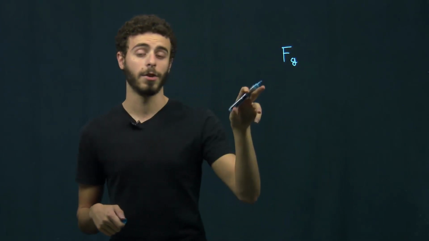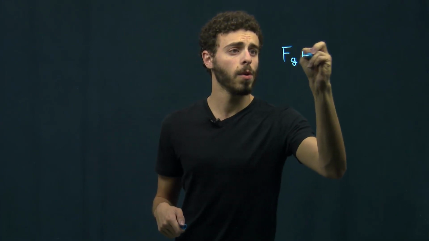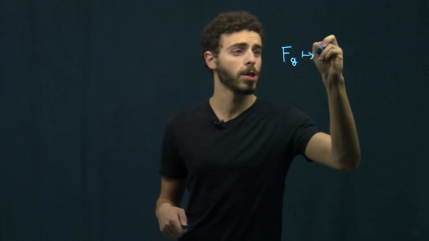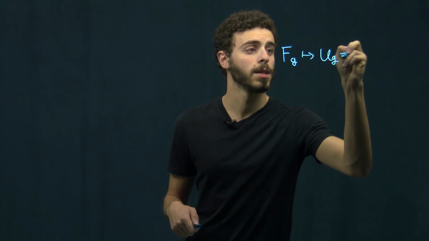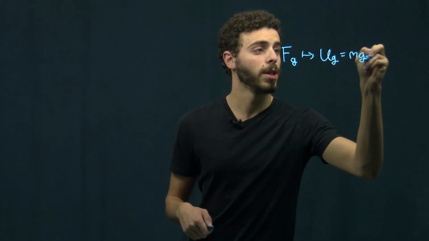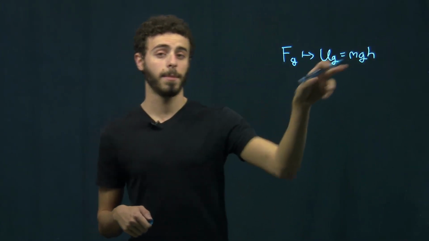So a conservative force is defined as one in which the work done does not depend on the path taken. Whereas for a non-conservative force, the work that a non-conservative force does will depend entirely on the path that you have taken. So an example of a conservative force is just going to be the force of gravity near the Earth's surface. And so the main takeaway here is that for a conservative force, we can define some potential energy, which in the case of gravity is just equal to mgh.